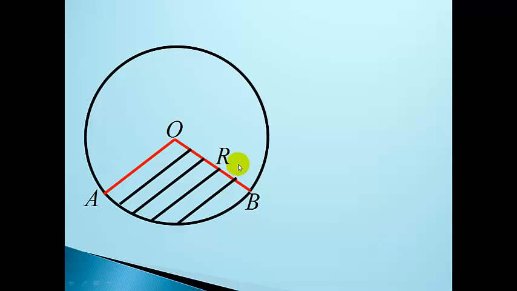OB is equal to R, that is the radius of the circle. The shaded portion is the minor sector. Take note that we have two sectors. In this case, that is the minor sector and the major sector. OAB is the minor sector and OAB is the major sector. So the shaded portion is the minor sector and the unshaded portion is the major sector.